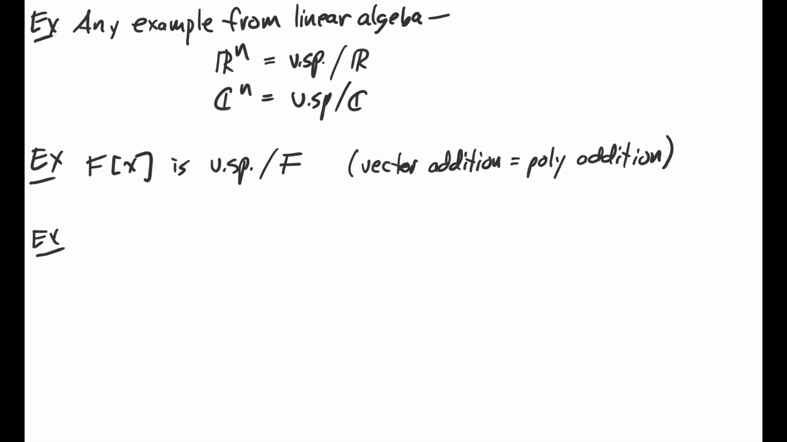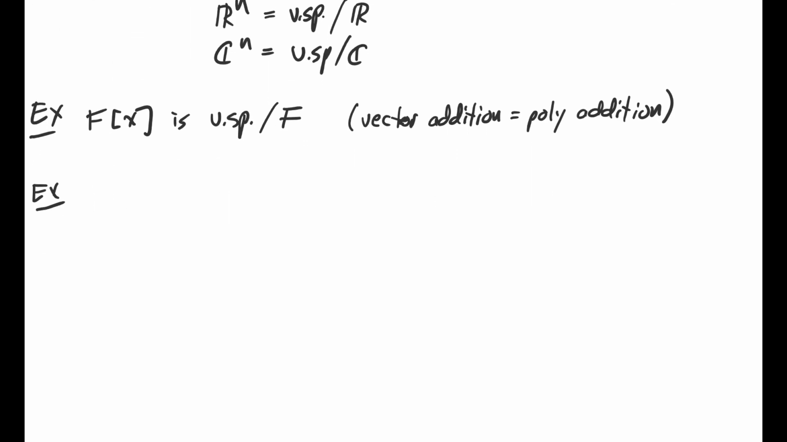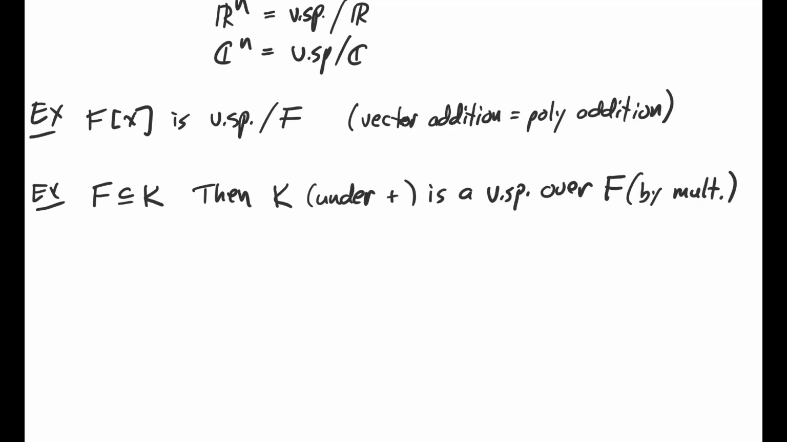Okay, so our last example, well, really a whole family of examples, is the one that's really going to occupy our attention for this whole chapter. And that's when you have one field contained in another. So suppose F is a subfield of the field K. So the point is K is, at the minimum, an additive group. So that's the start of the vector space structure.